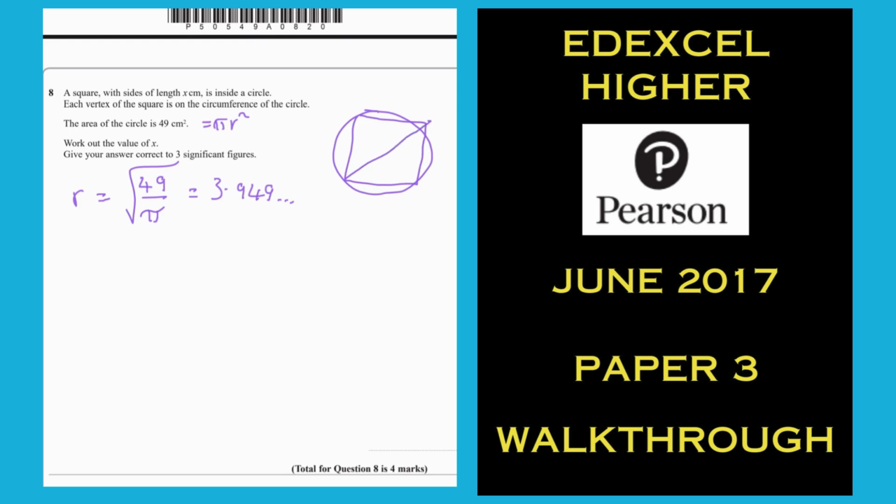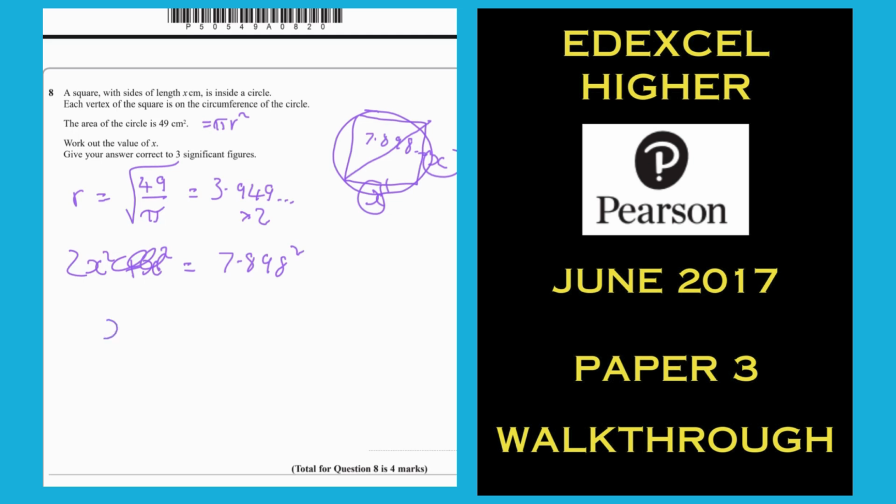So that's x. So that's x. Now that is not 3.949. That's the radius. It needs doubling. And doubling we get 7.898 and so on. So it becomes a hidden Pythagoras question, because we can say that x squared plus x squared, because the two sides are the same, it's an isosceles triangle, equals the hypotenuse squared. So in other words, there's 2 of them.